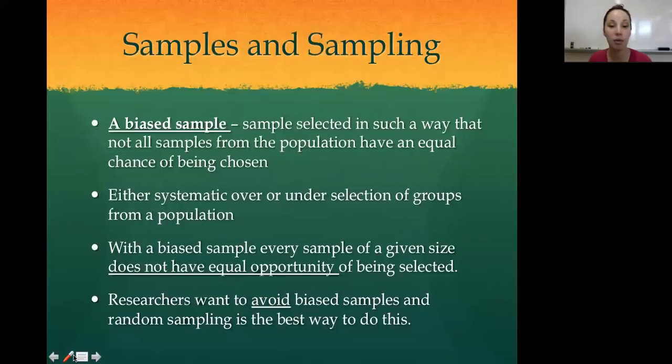With a biased sample, every sample of a given size does not have an equal opportunity of being selected. So again, we don't meet that rigid criteria of a random sample. So this is what distinguishes it. We want to try to avoid biased samples and go with our random sampling. However, it's very difficult to do this in real life. So we often use biased samples.